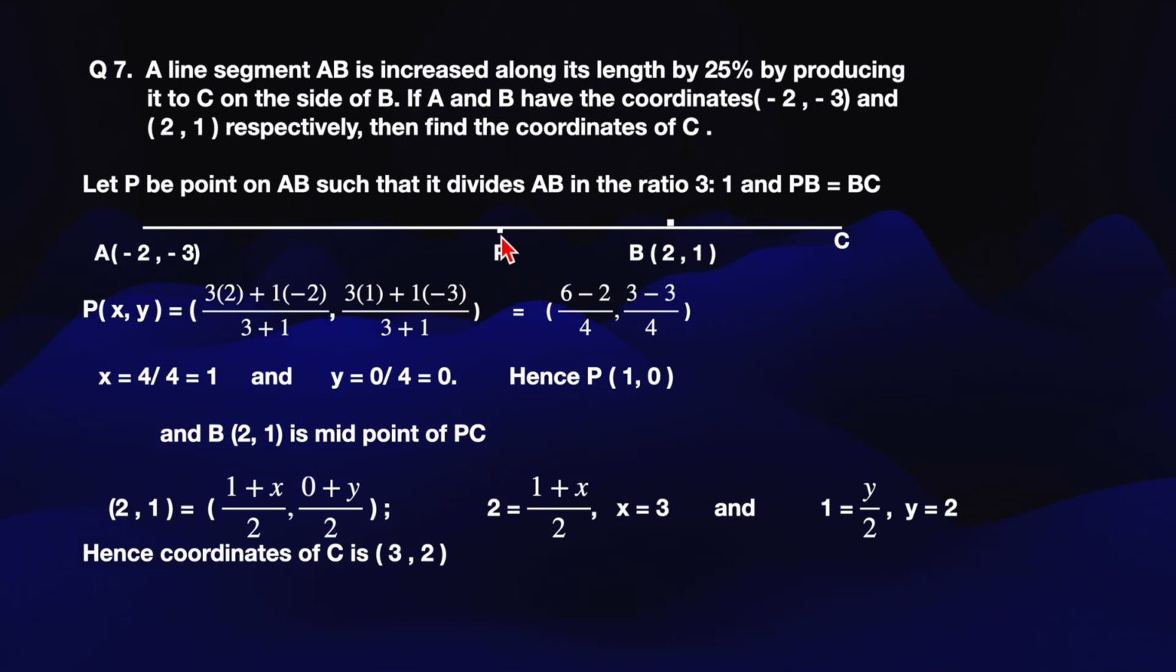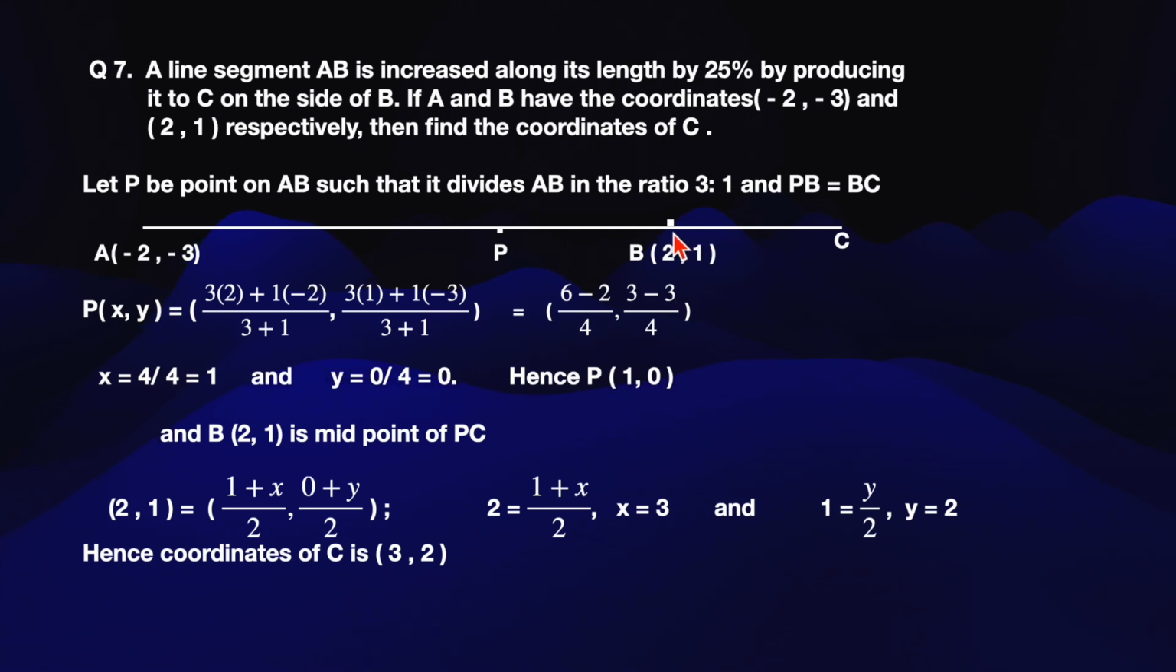Now you have to find the value of the coordinates of the point P. We know the ratio 3:1. So M is 3, N is 1. This is x1, y1. This is x2, y2. Put in the section formula. Substitute. You will get the value of P as 1, 0. Okay. So now you found the coordinates of P.